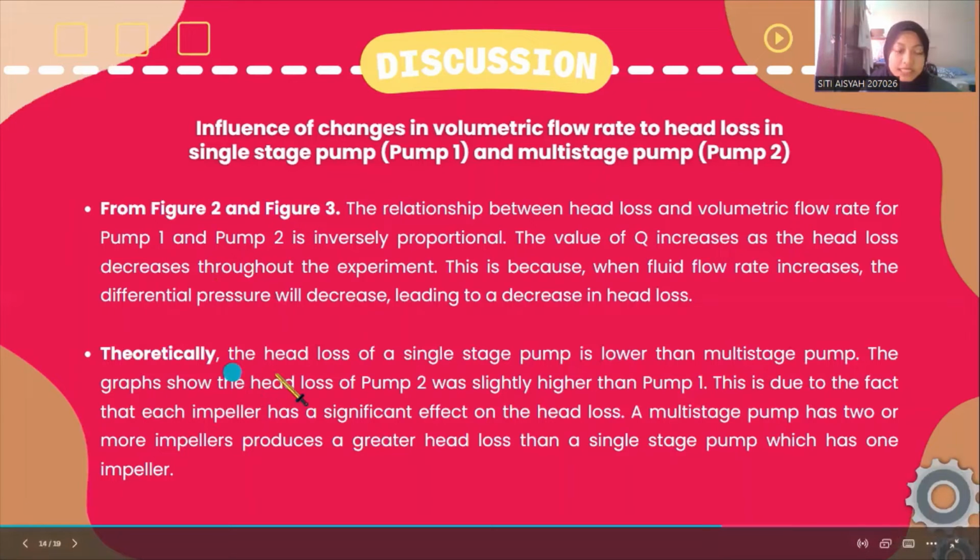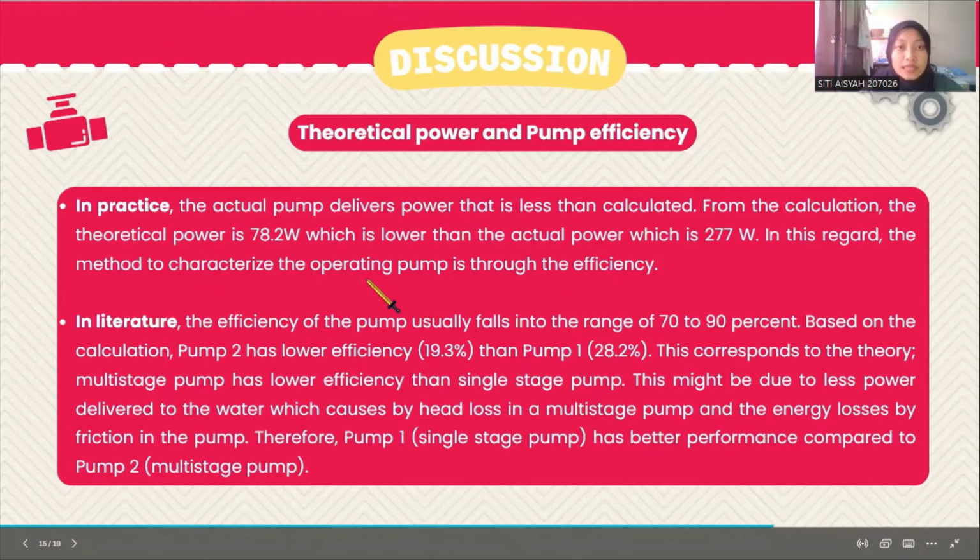Theoretically, the head loss of a single-stage pump is lower than multi-stage pump. The graph shows the head loss of pump 2 was slightly higher than pump 1. This is due to the fact that each impeller has a significant effect on the head loss. A multi-stage pump has 2 or more impellers, produces a greater head loss than a single-stage pump, which has 1 impeller. Next is theoretical power and pump efficiency.